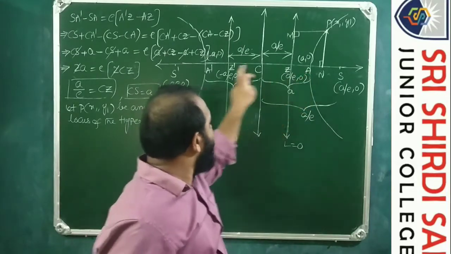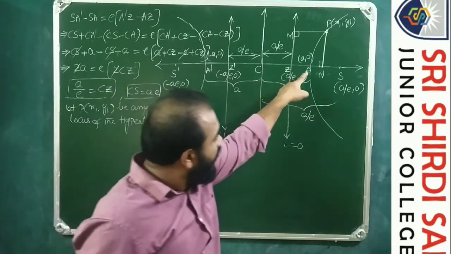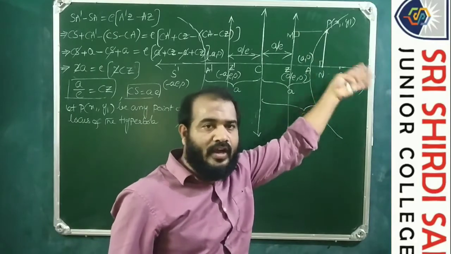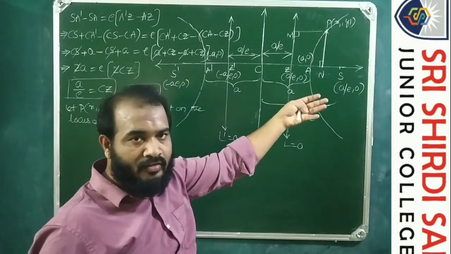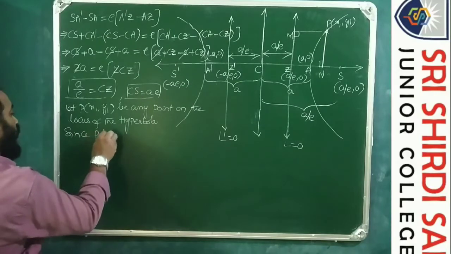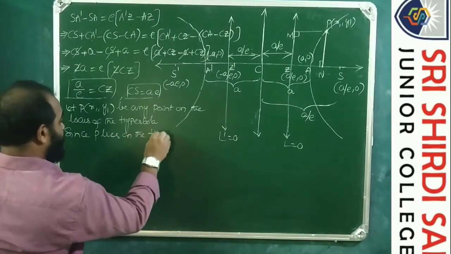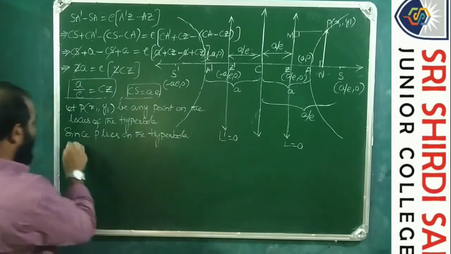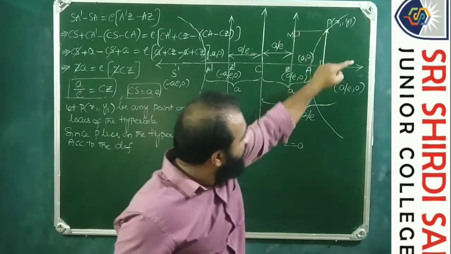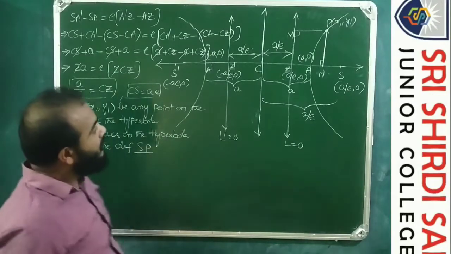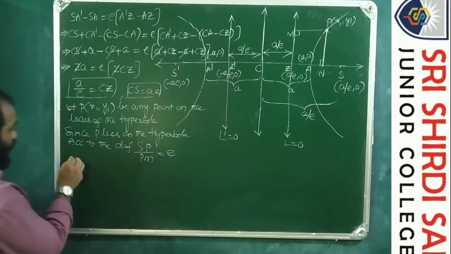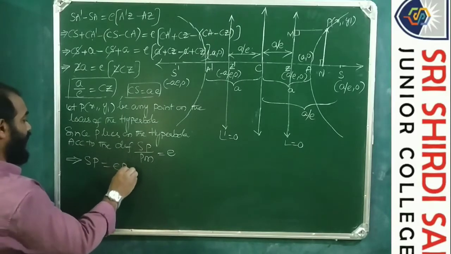So like A and A dash lie on the hyperbola, therefore we have used the definition. In the same way, P is also a point on the hyperbola. Can we apply the definition for this P as well? So since P lies on the hyperbola, according to the definition, its distance from a fixed point SP by its distance from a fixed line PM is equal to E. From this, SP is equal to E PM.